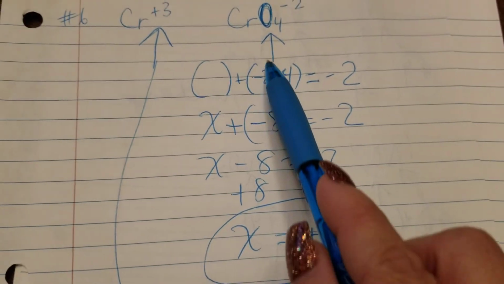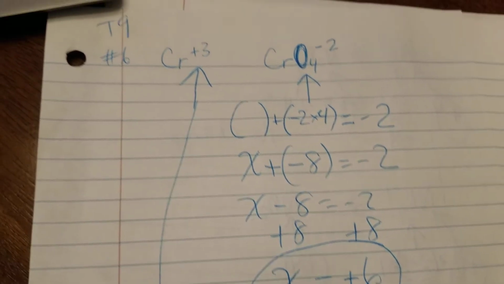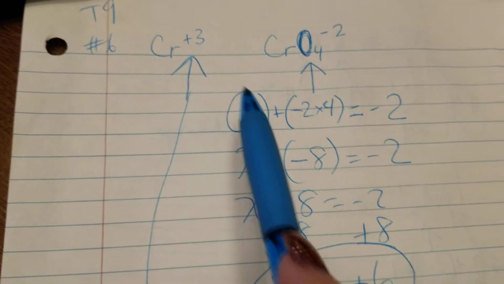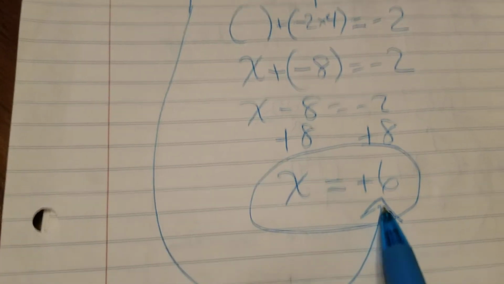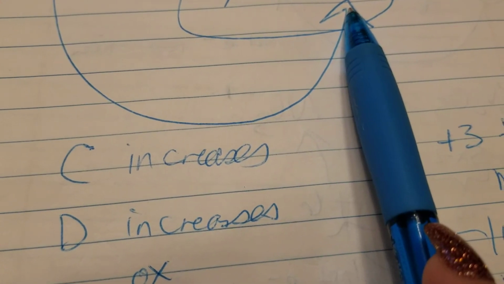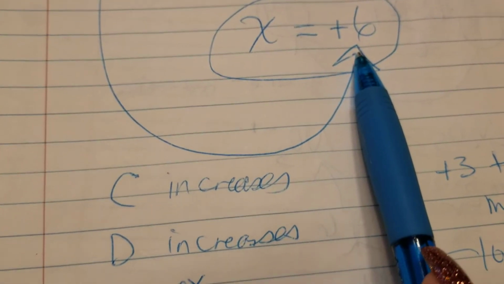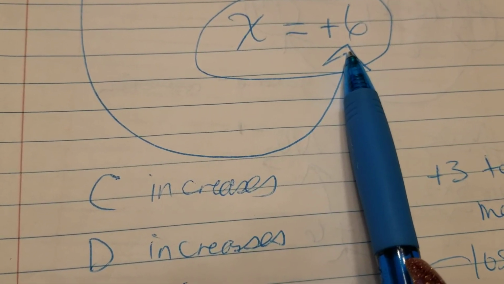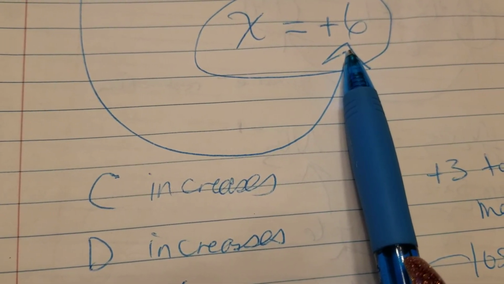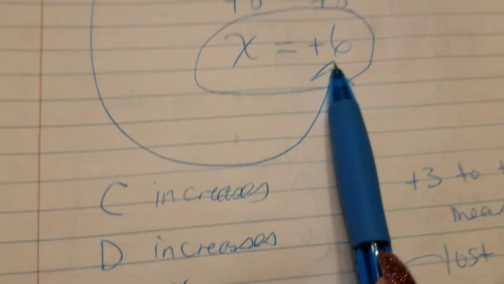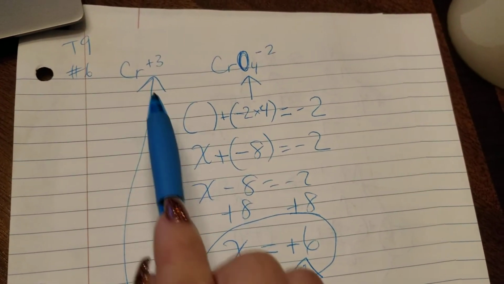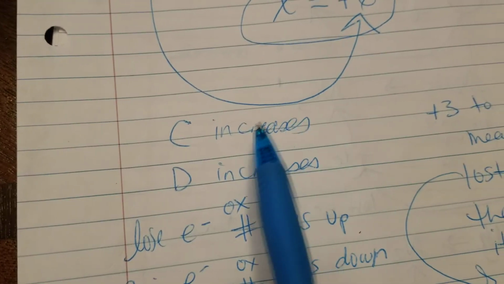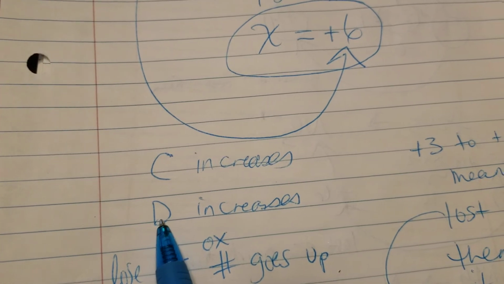And I did all that work to figure that out. This one was +3. So what happened? It went from +3 to +6. What does that mean? First of all, it asks, did the oxidation number increase or decrease? The oxidation number increased, right? It went from +3 to +6. So definitely it's going to be C or D.